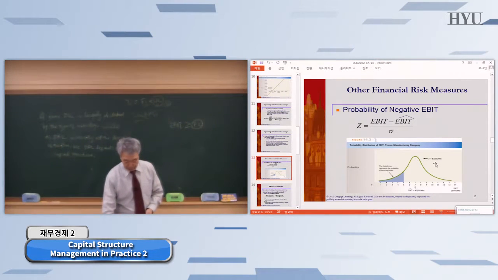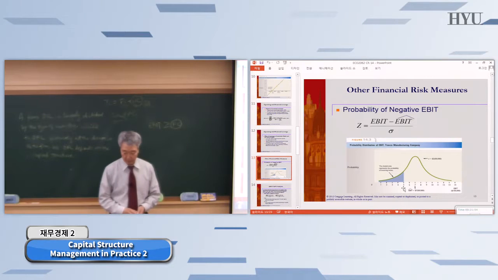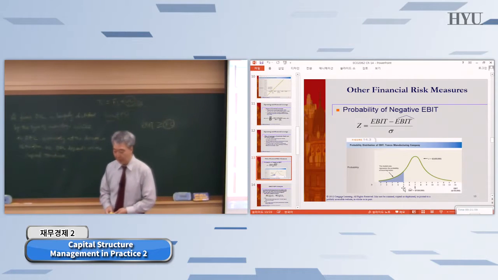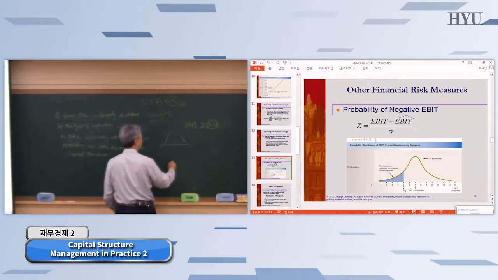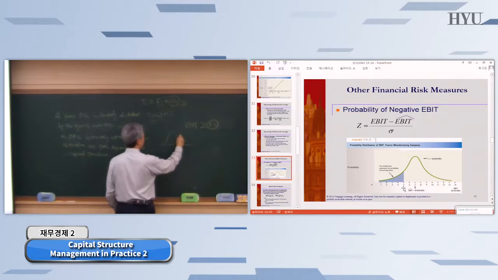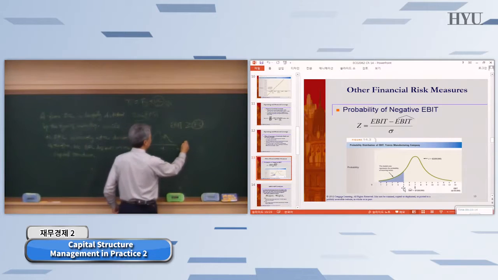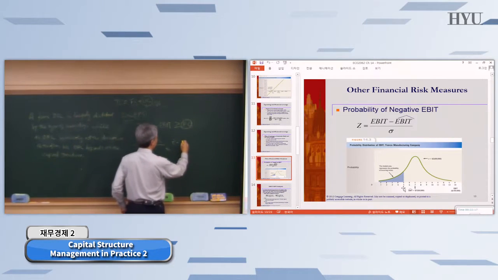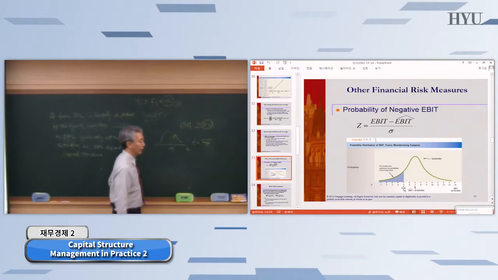And suppose the minimum necessary earning in order not to lose money is, say, 500,000. Then we can calculate the z-score. If you have a normal distribution with the mean value and the standard deviation, then you can calculate the z-score. Z is what? X minus mu over sigma.